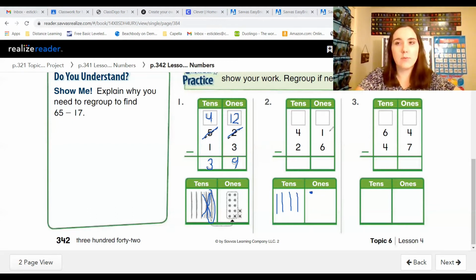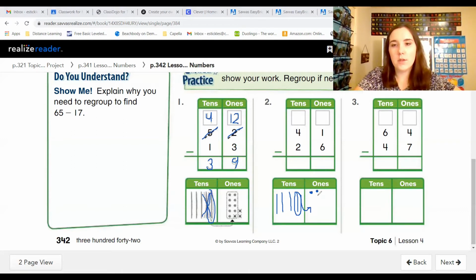Now let's see if we can do our subtraction. We have 1 one and we want to take away 6. Do we have enough? Nope, so we need to regroup. I'm going to take one of my tens down here and I'm going to make it into 10 ones.